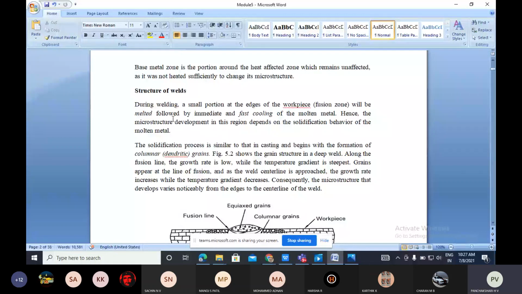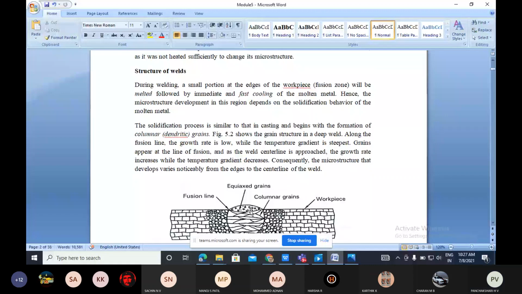When it is heated, the heating is immediate, instantly, and cooling also. As soon as the welding electrode moves further, what happens? The cooling starts immediately, and then rapid cooling takes place. Fast heating, fast cooling. That is why the material is going to be affected.